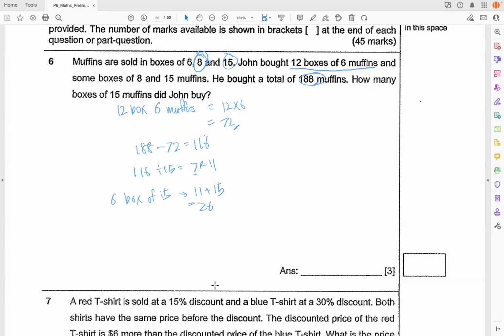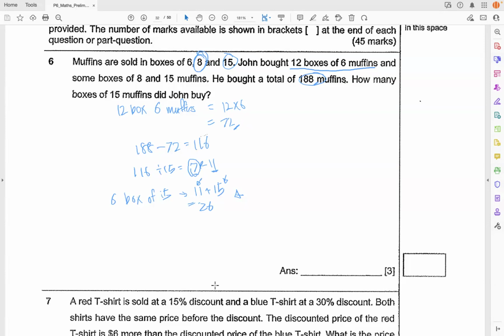You cannot. Do you understand what this step is about? This is 11 remaining, right? And instead of 7 boxes of 15 muffins, I make it to 6 boxes of 15 muffins. If I have 6 boxes of 15 muffins, there'll be one box of 15 plus another earlier 11 muffins. Altogether, there's 26 muffins where I can consider, does it fit into boxes of 8?